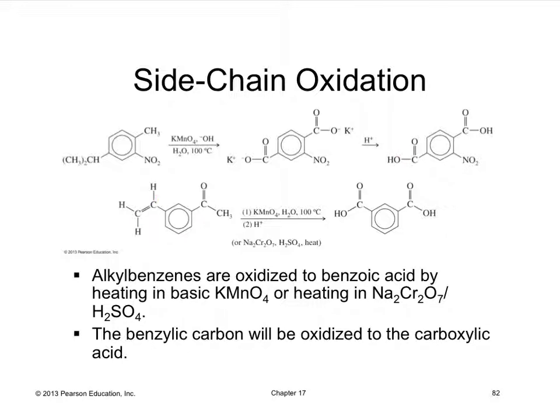We have even an alkene and an acyl chain. These two will get oxidized all the way up to the acid. You can also use sodium dichromate and sulfuric acid in heat. Again, that would also bring it all the way up to the acid here. So alkylbenzenes are oxidized to benzoic acid by heating in basic KMnO4 or heating in the chromate solution, and the benzylic carbon will be oxidized to the carboxylic acid.